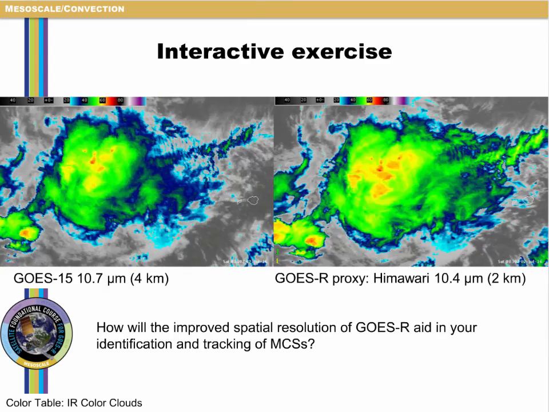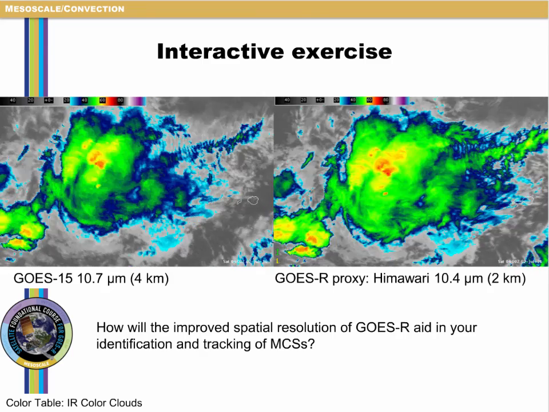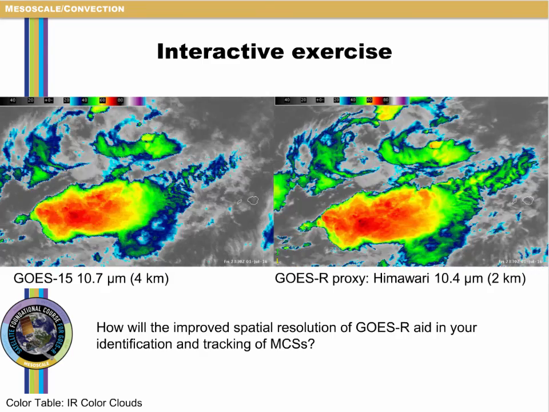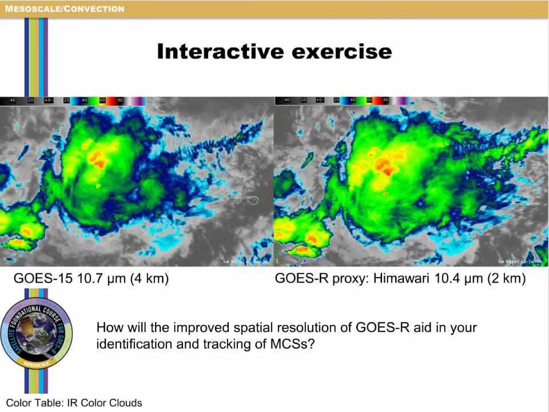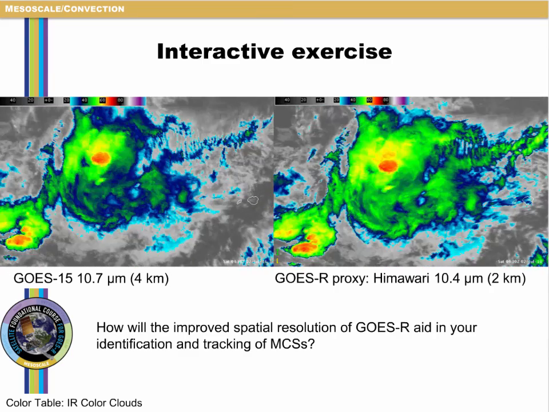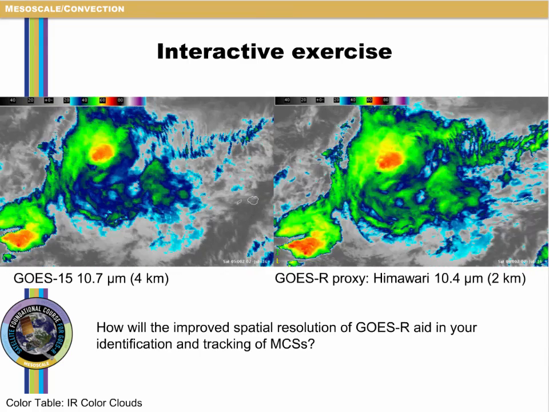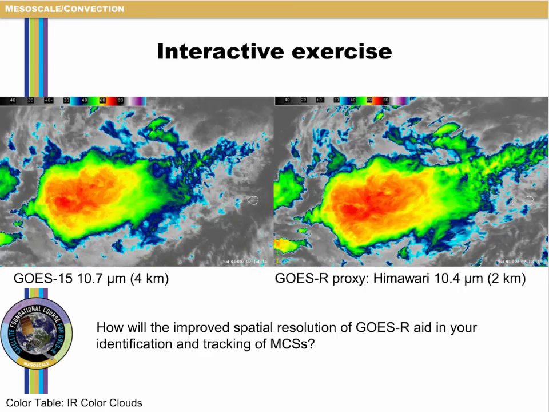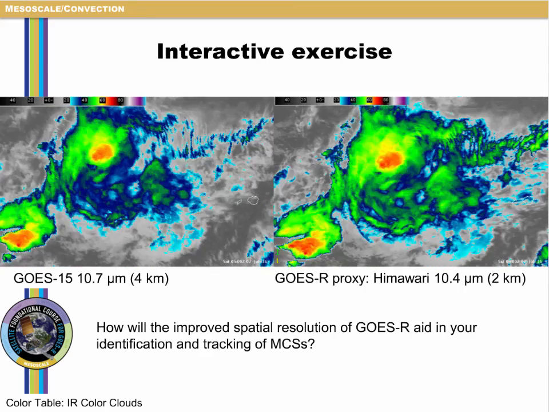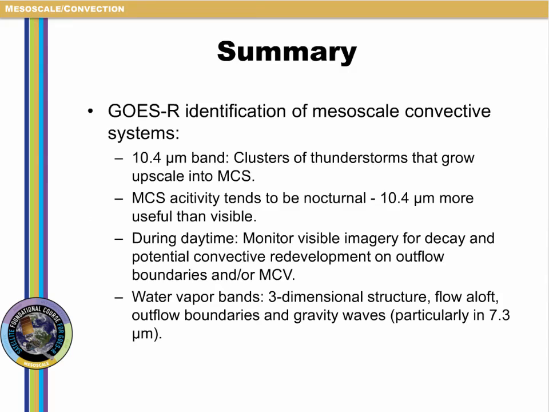Perhaps as experience grows and potentially research is done, how about aviation forecasting? How will this benefit from being able to see so much more detail with gravity waves and thus potential regions of turbulence? We did not show a temporal resolution comparison here, but you also need to consider how will 1-minute imagery be optimally utilized to detect trends in MCSs. These are ideas for having an open mind on ways to analyze higher resolution data to improve skill in monitoring hazards associated with MCSs. In summary, GOES-R identification of MCSs, the top priority should be the 10.4 micron band.